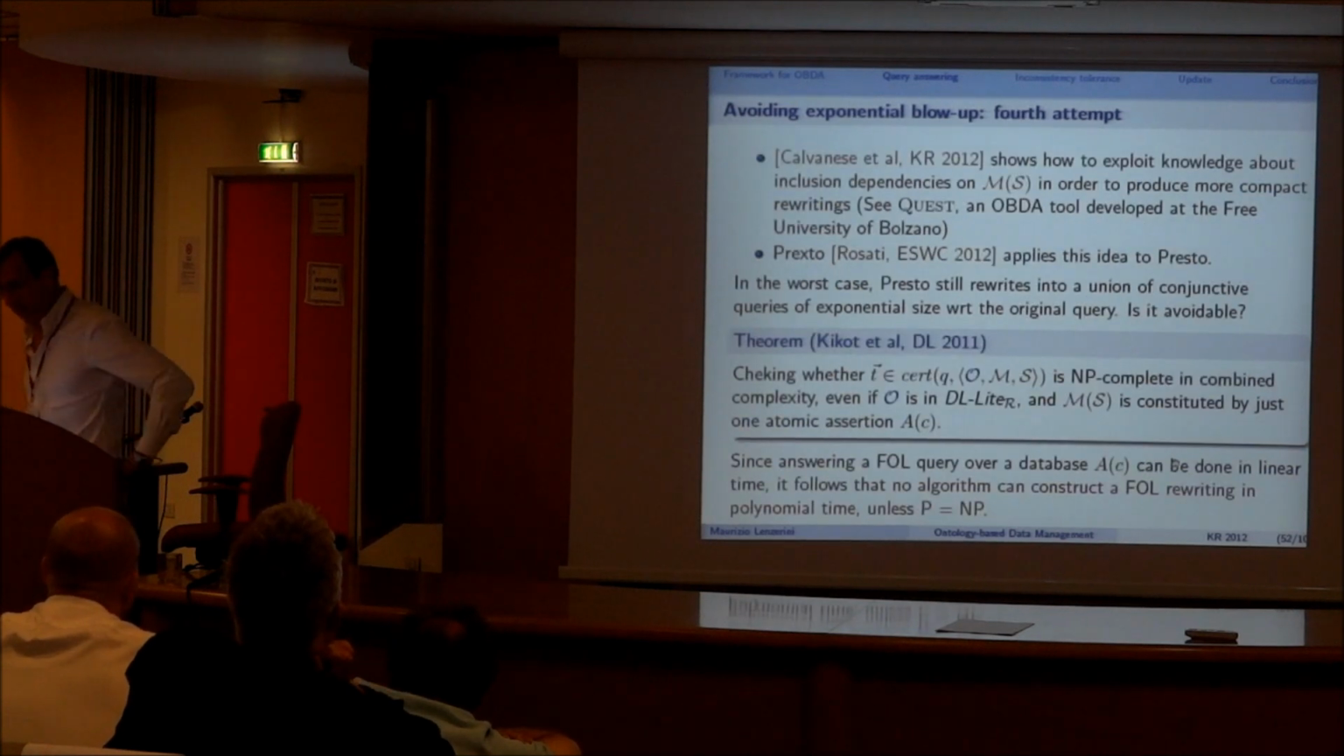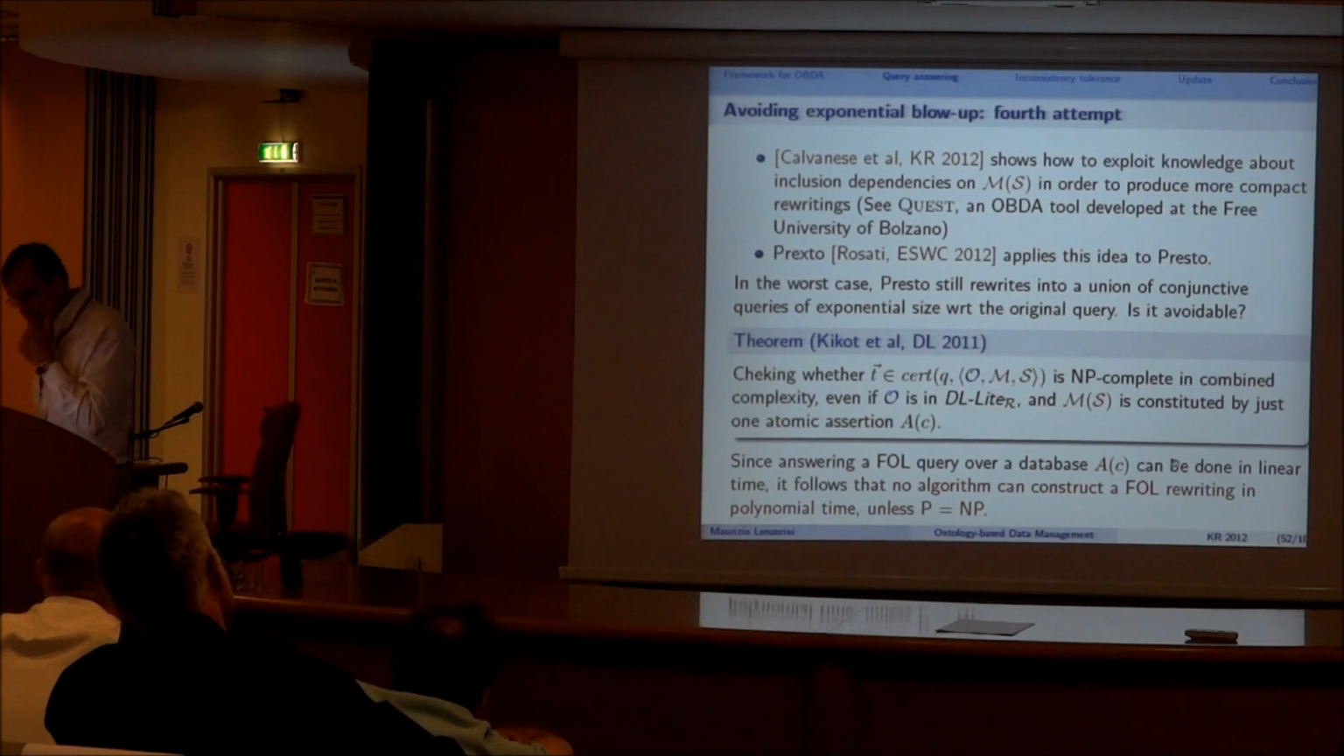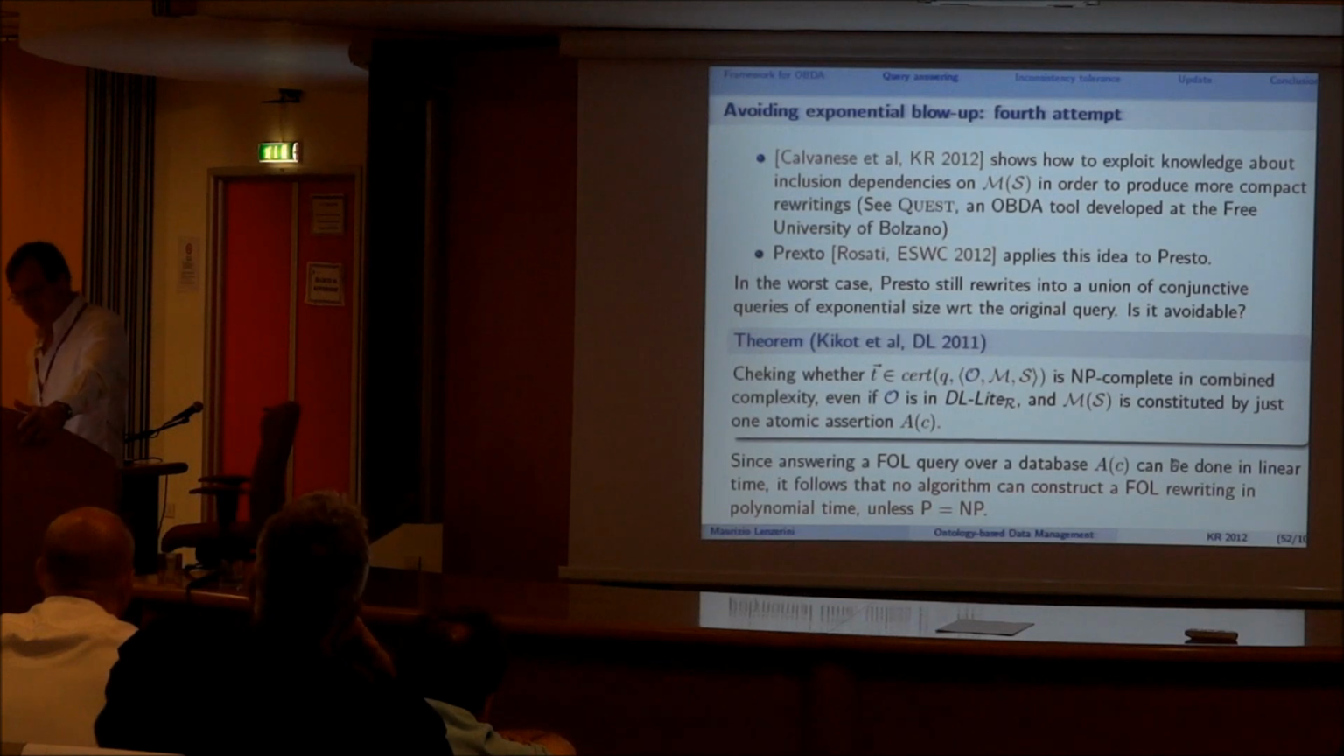There is also a lot of work trying to address this, but still Presto rewrites, in the worst case, into a union of conjunctive queries whose size is exponential again. Okay, so there is now the question of whether it is really avoidable. Last year, Kikot et al. published a very nice result that shows that it is actually not avoidable.